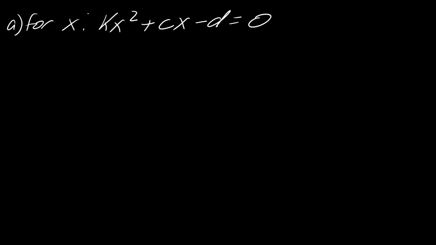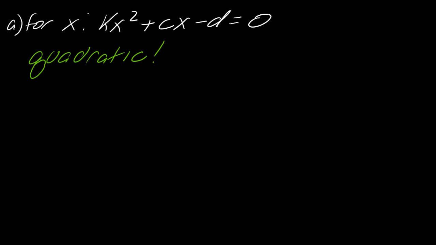I want to look at one other type of formula that can come up. So for this last one, I want to solve for x. So I have kx squared plus cx minus d equals 0. What makes this different from the previous problems is that I have both an x squared and an x, which means that this type of problem is what?